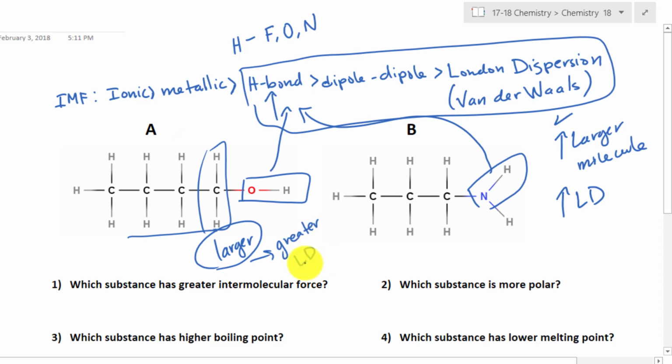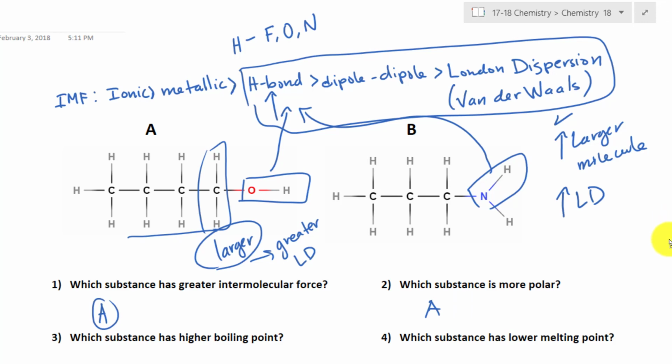So what does that tell you about question number one? Which substance has greater intermolecular force? And that would be A. Isn't that easy? And for number two, which substance is more polar? By looking at the intermolecular force, we can guess that the one with the greater intermolecular force would be more polar. Isn't that easy?